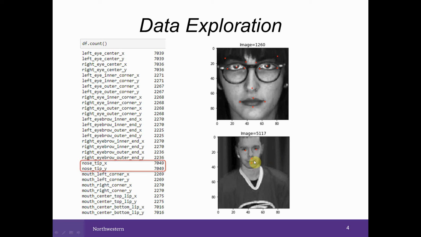Also, just a note here, this is supposed to be the nose tip right here, and look how far down it is. And the bottom lip, it's pretty close to where it should be, but it probably should be down a little bit further. Eye centers aren't the greatest here either, so quality of data is certainly an issue with this data set.